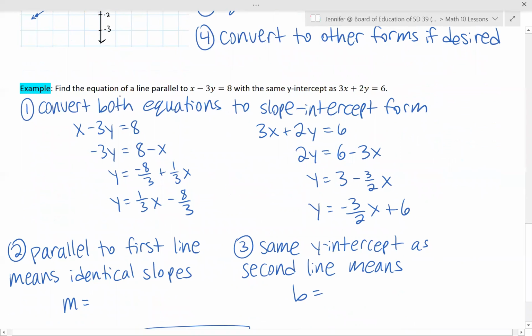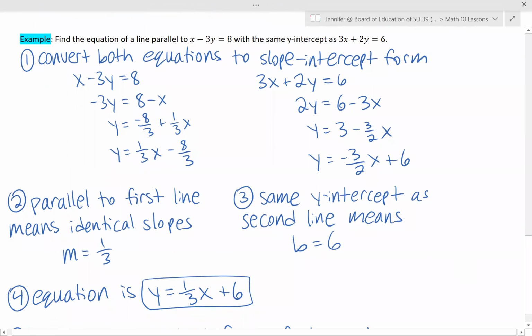So if we want this new line to be parallel to this one, it has to have the same slope. So it's parallel to the first line. It means they're identical slopes. So the slope has to be 1/3, has to match what you have here. And the second characteristic is that it has to have the same y-intercept as the second line here. So that means it has to share the same b value. So then b must be 6.